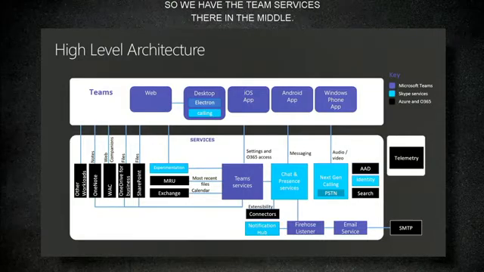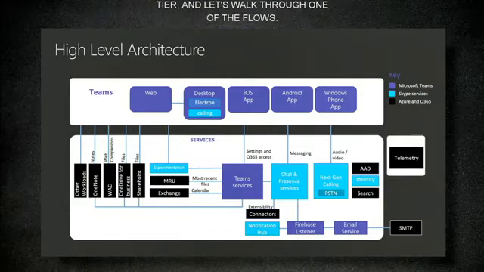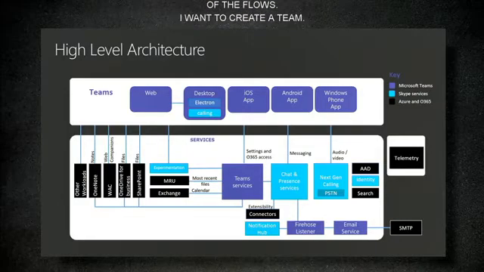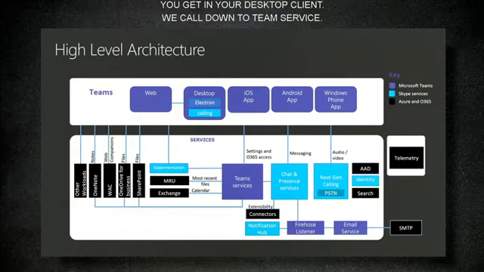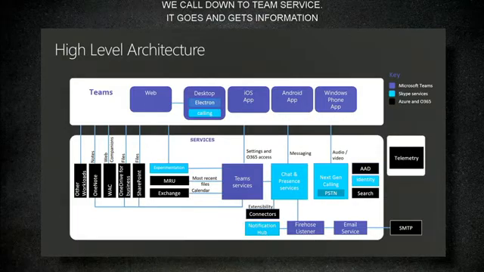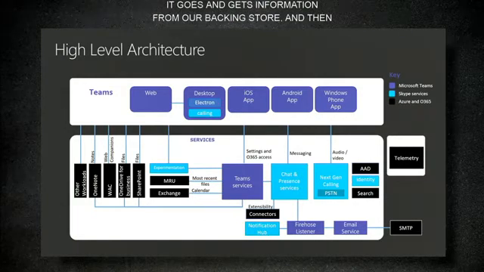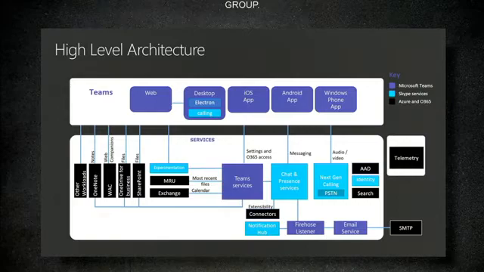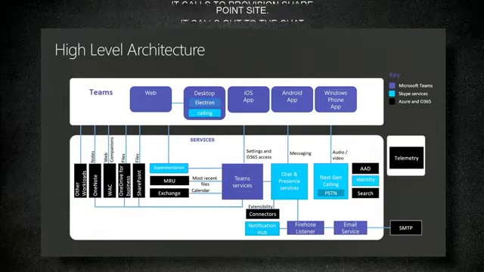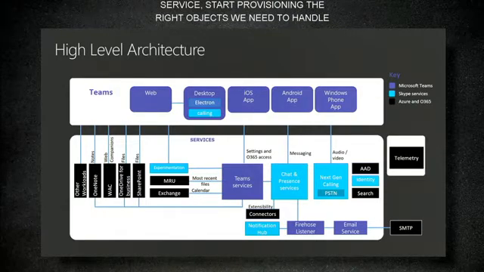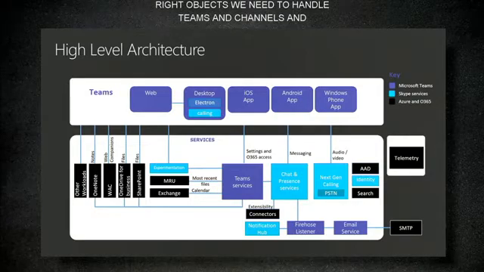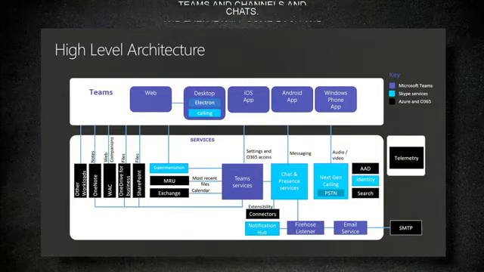And let's just walk through one of the flows. I want to create a team. So we go to create a team. You get in your desktop client. We call down to Teams service. It goes and gets some information from our backing store. And then it's going to call out, create a modern group. It's going to call out to SharePoint, provision a SharePoint site. It's going to call out to the chat service, start provisioning the right objects we need to handle Teams and channels and chats. And then it's going to come back and say, hey, you've got a team. Same thing happens if I want to add a person. We come down through Teams and we do the orchestration to make sure this all looks seamless.